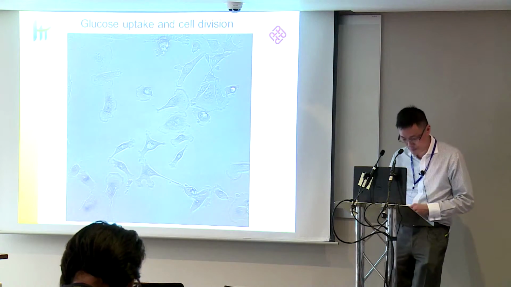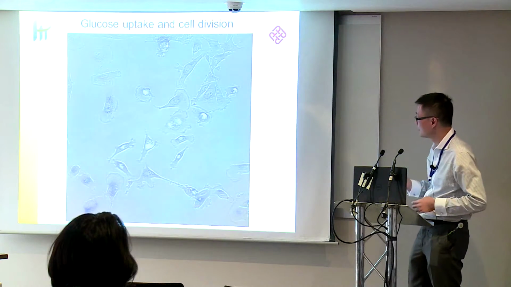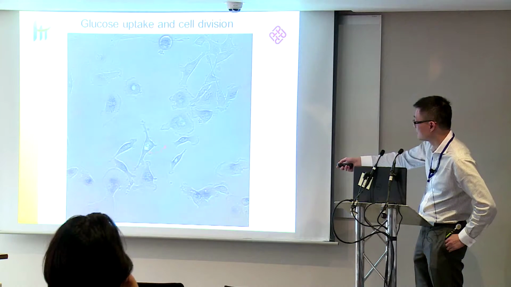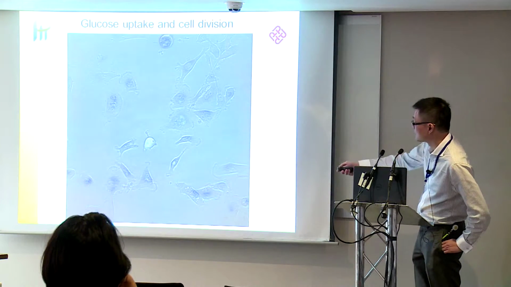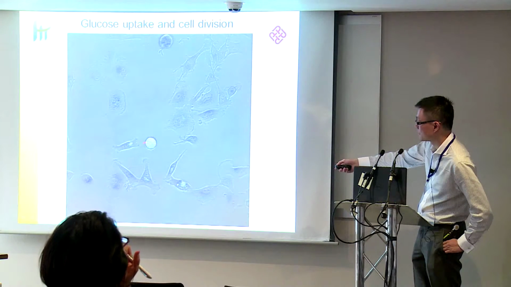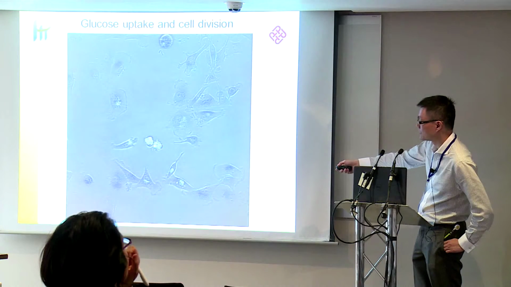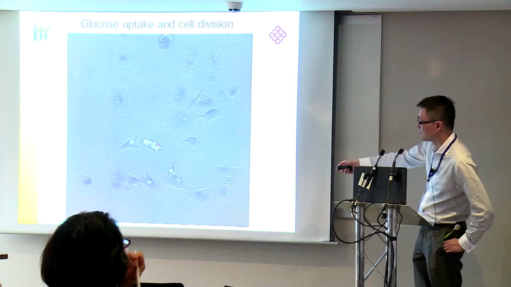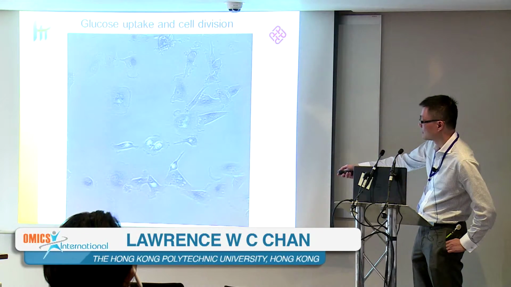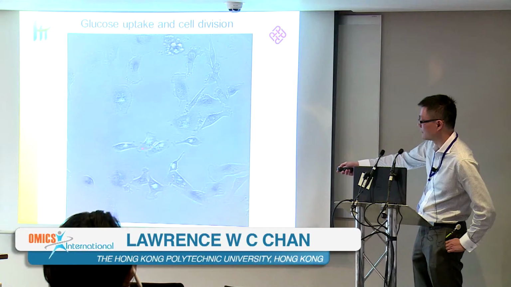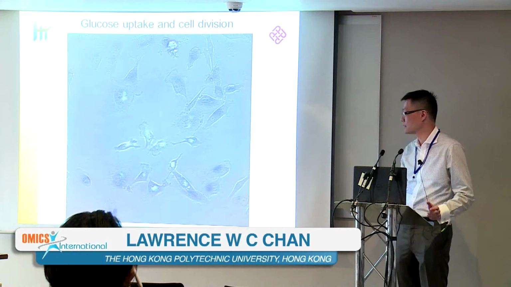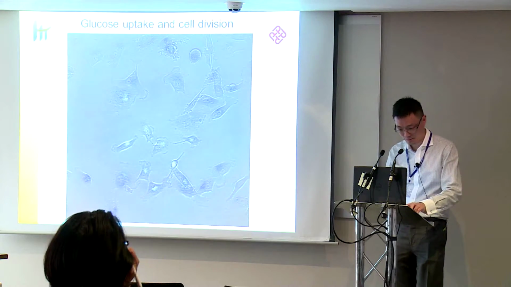So this is a video I prepared to show this cell division. I can remember, it should be this cell. So you see it becomes a round shape, very bright. A lot of glucose has been taken up and it divides into two, and becomes darker and spindle shape. So you see the morphological change and also the change in the glucose metabolism.